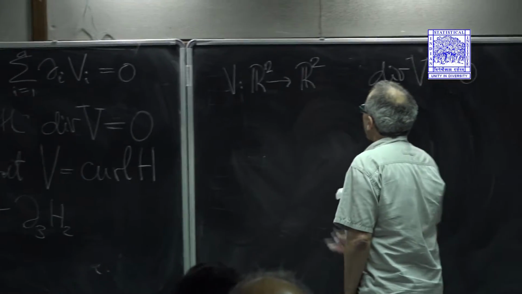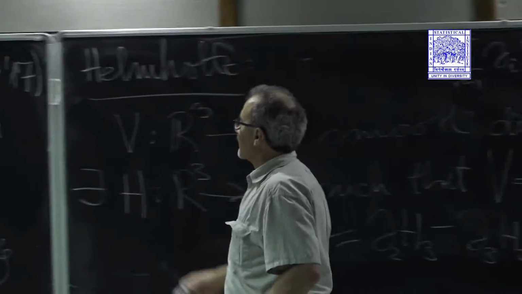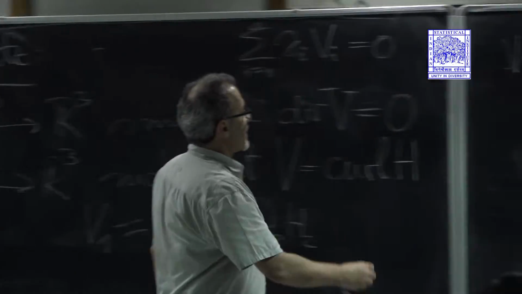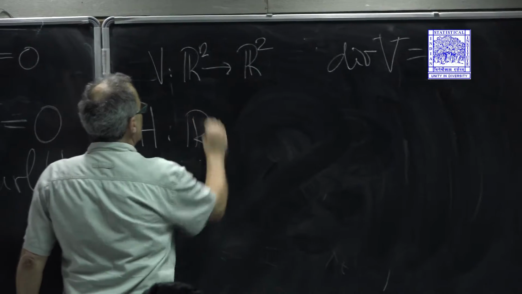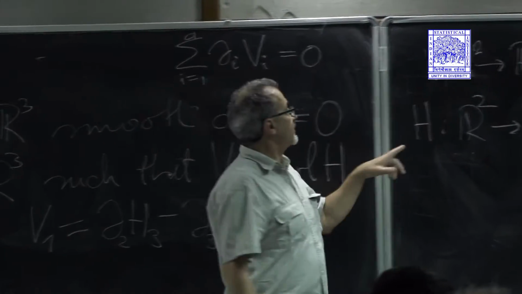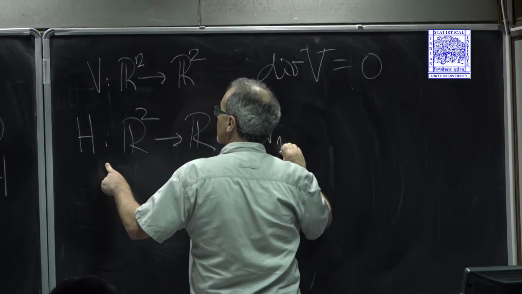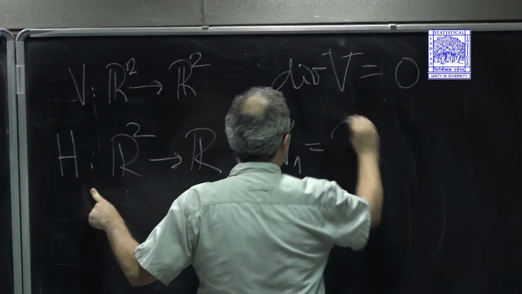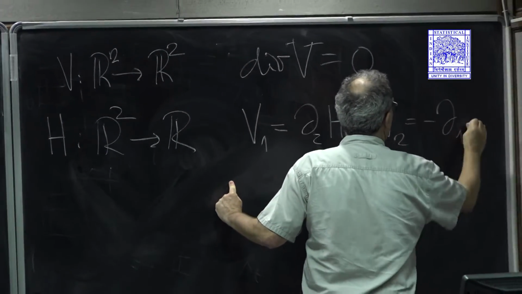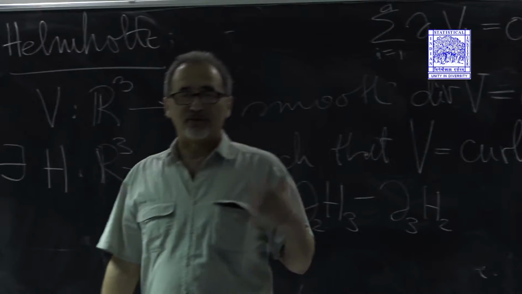Now, if V is in 2 dimensions, then it's not the case that vector fields and vector potentials are of the same kind; it is dimension dependent. In 2 dimensions, H will be from R2 to R, such that V1 is D2 of H, and V2 is minus D1 of H, if I'm not mistaken. Which means the same. Let me not go into vector analysis now.